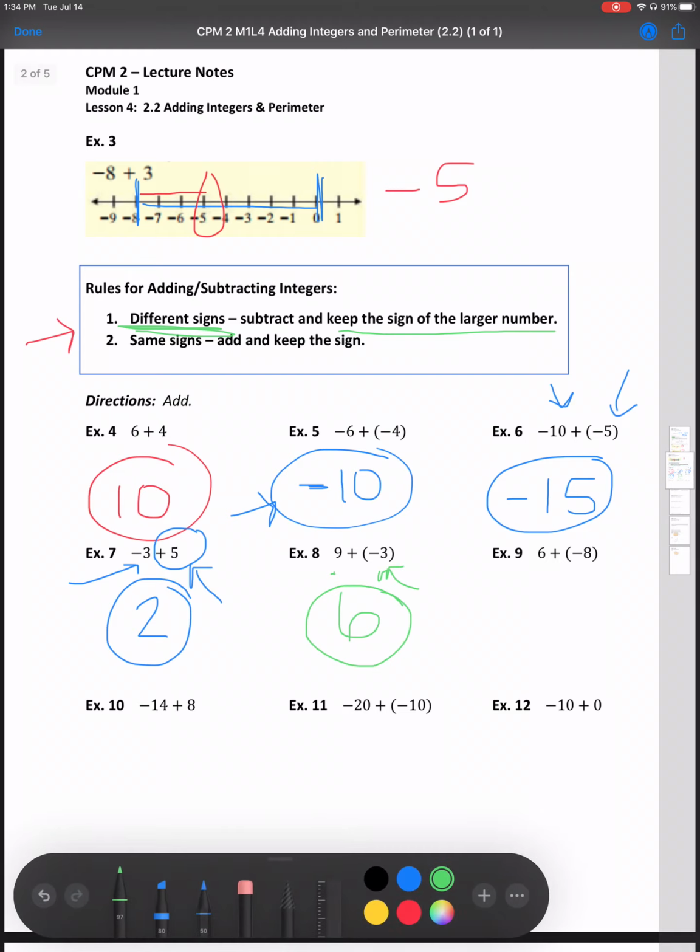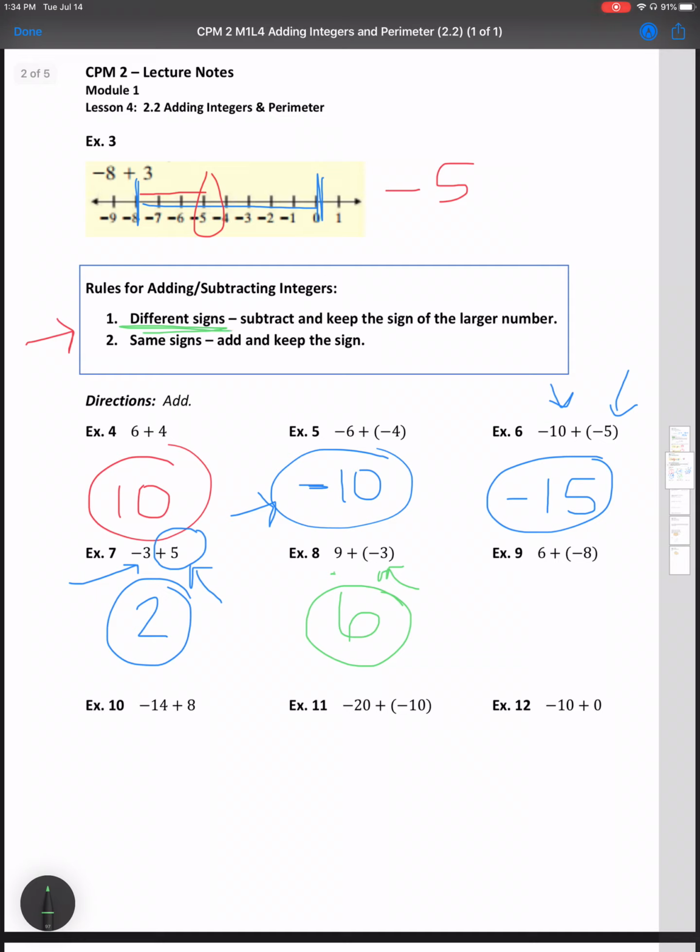Okay. Going to the next one. 6 plus -8. Same sign or different signs? What would you tell me? Here again, they are different. So we're going to subtract. So what is 8 minus 6? 2. And then keep the sign of the larger number. Which one's larger? 8 is. What sign is in front of 8? A negative.